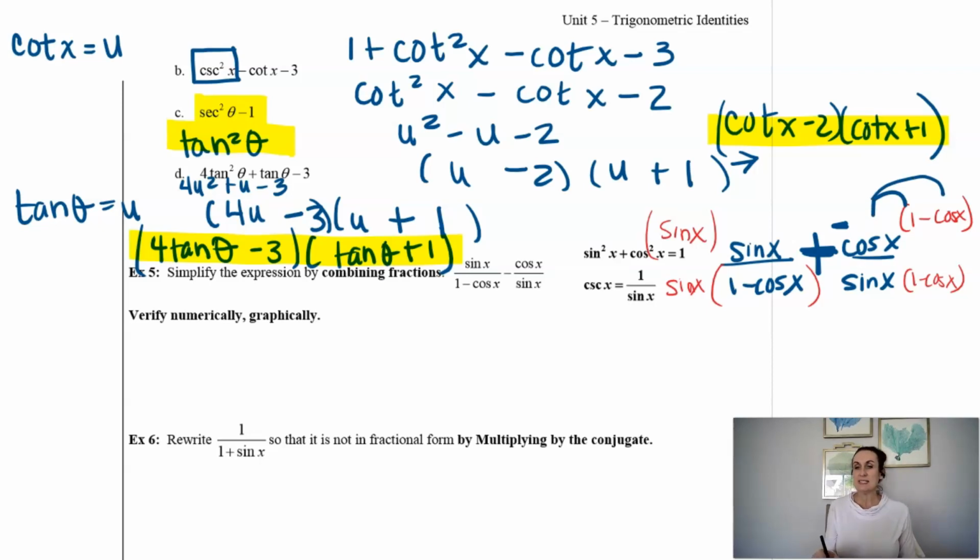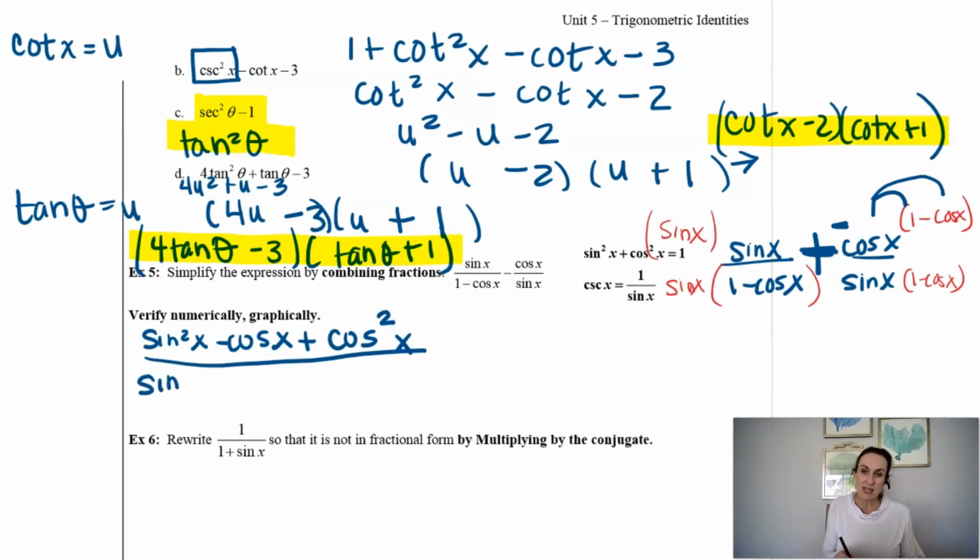So the first one is easy. Sine x times sine x is simply sine squared x. So I have sine squared x, and then I've got a negative cosine x times 1 is negative cosine x, and then a negative cosine times a negative cosine is a positive cosine squared x. The denominator is that common denominator of sine x and 1 minus cosine x.